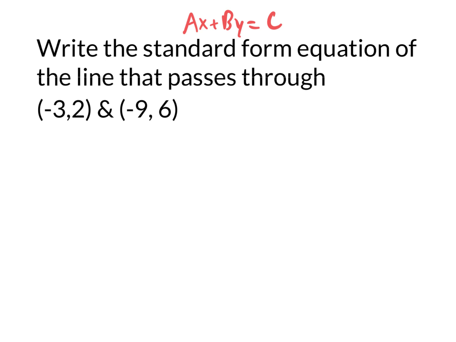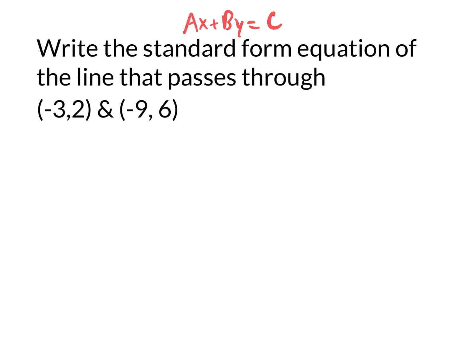Whenever they ask for standard form, don't even worry about standard form right now. Right now, just do whatever you can when they give you 2 points. And what is the only thing you could do when they give you 2 points? You could find what? Slope. That's right. You could find slope with the slope formula, m equals y2 minus y1 over x2 minus x1.